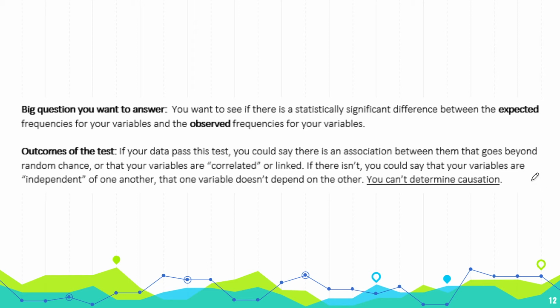Outcomes of the test. If your data pass this test, you could say that there is an association between those two variables that goes beyond random chance, or that your variables are correlated or linked. If there isn't, you could say that the variables are independent of one another, that one variable doesn't depend on the other. You can't, however, determine causation. So we can say that there is a link or a relationship or interdependence of these variables. However, you can't determine which one causes the other, or even if there's any causation at all between your two variables.